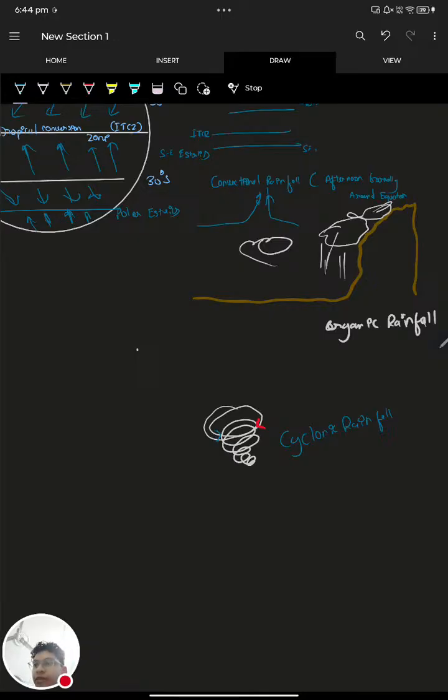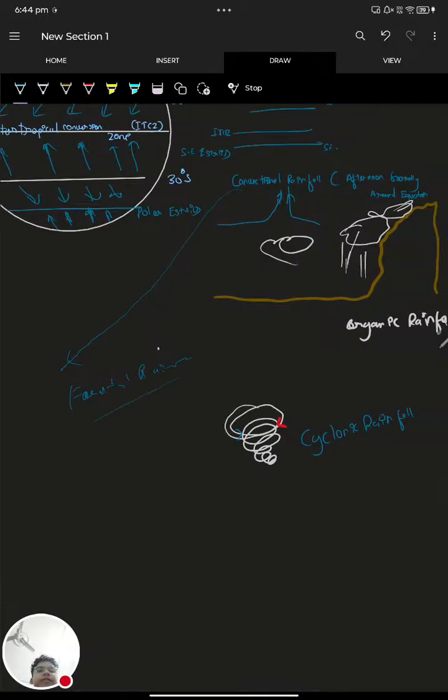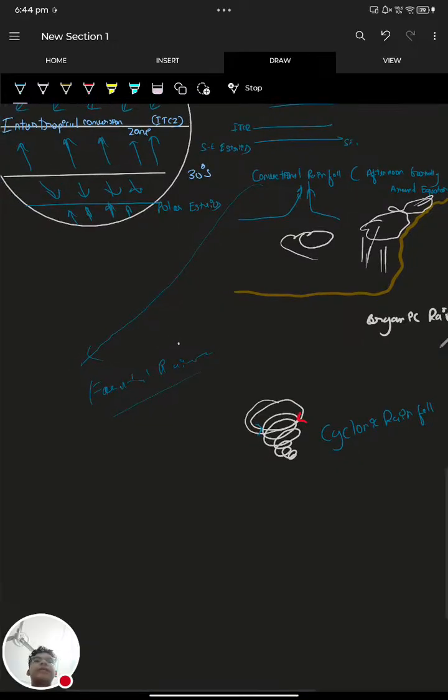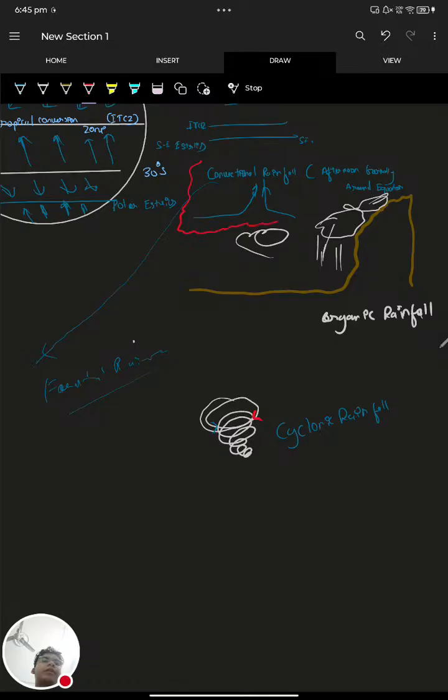And frontal rainfall occurs due to the upward movement of air from the convergence of a cold air mass against a warm air mass. Frontal rainfall is different because it happens for natural reasons, when hot and cold air meet on some rare occasions, whereas convectional rainfall is a permanent phenomenon during the afternoon around the equator region.